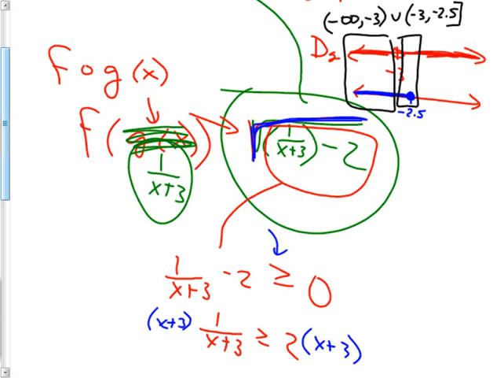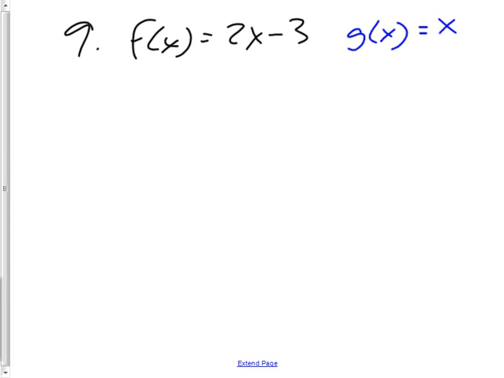Would you read me number 9 off that worksheet. Okay, I got f of x, I got g of x. What do they want me to do with them? Find f of g of 3. Okay, I'm going to do that in green. F of g of 3.